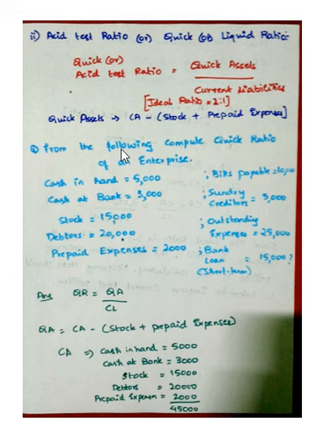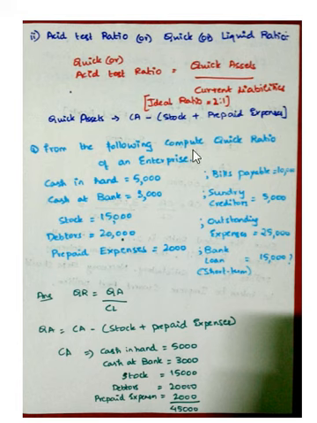So in this ratio, we consider quick assets divided by current liabilities. The quick assets do not consider the stock and prepaid expenses. So quick assets are equal to current assets minus stock plus prepaid expenses, divided by current liabilities.